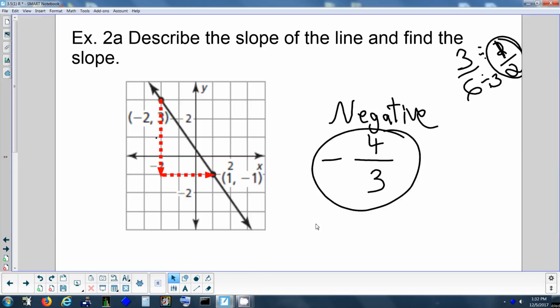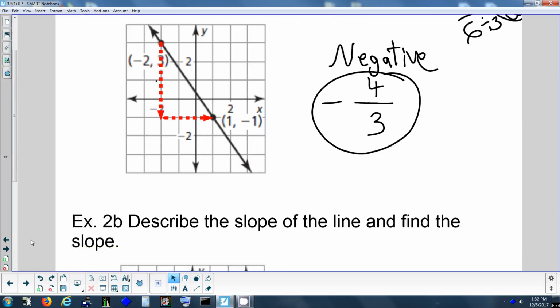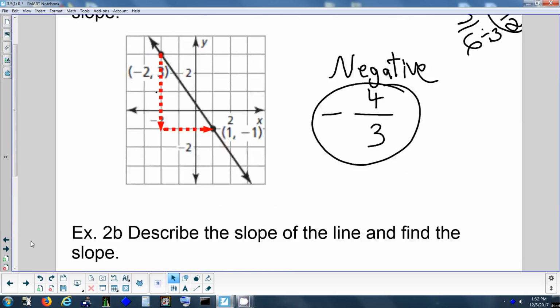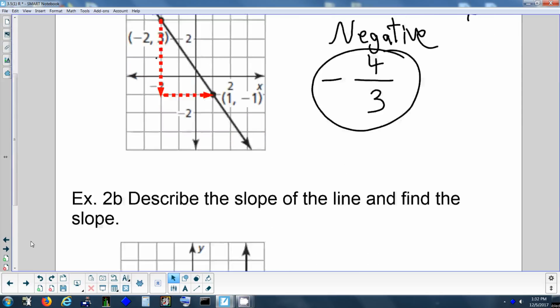All right. Now we've done a positive. We've done a negative. We've done a 0. What's missing? Undefined. Undefined, right? So when Mr. Hager scrolls down, what's the line going to look like? Horizontal or vertical? Vertical, up and down, right?